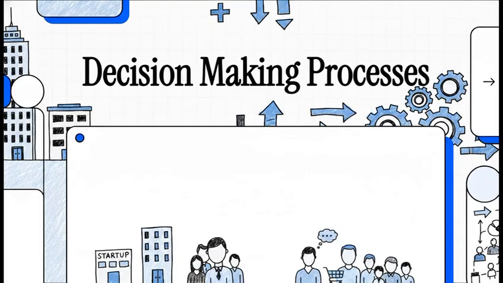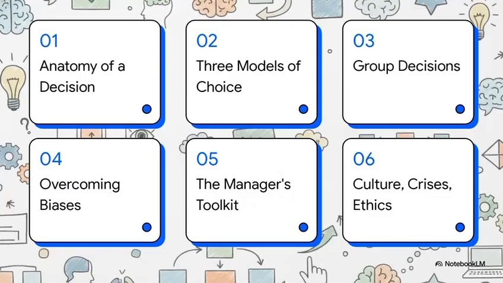So today we're going to unpack the architecture of those choices. We'll explore the frameworks, the pitfalls, and the strategies that the world's absolute best leaders use to navigate complexity. Here's our roadmap for today. We're going to cover the anatomy of a decision, 3 models of choice, the power of group decisions, how to overcome biases and traps, the manager's toolkit, and finally, culture, crises, and ethics. It's a really practical toolkit, so let's get right into it.